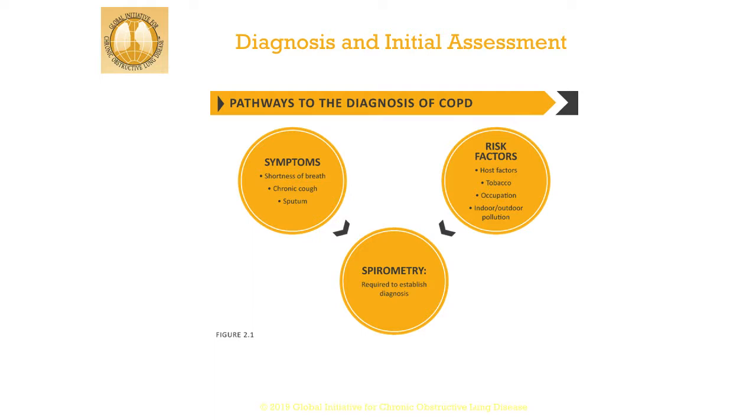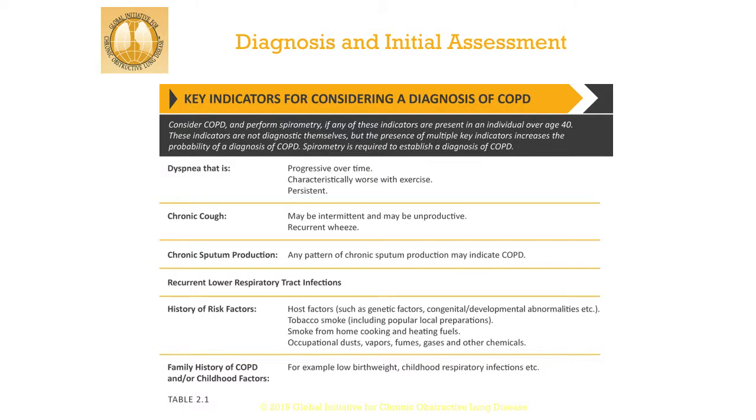So when we're diagnosing COPD, we're going to look at symptoms, we're going to look at risk factors, and we're going to look at spirometry. Key indicators for considering a diagnosis of COPD, again, dyspnea, that perception of shortness of breath that is progressive over time. Characteristically, it's going to get worse with exercise, and it's going to be persistent. Do you have a chronic cough? It could be intermittent, unproductive, and you may or may not have a wheeze. And do you have chronic sputum production?